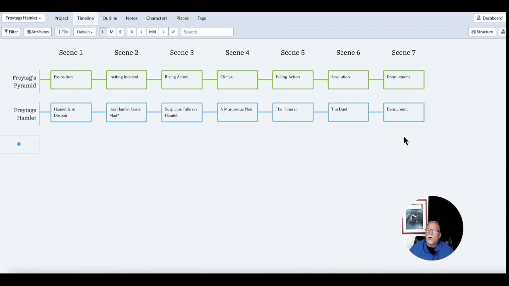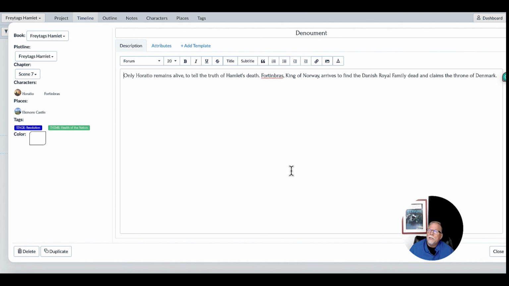With that, we move on to the denouement. Now, the denouement is very short in Hamlet because there's only one major character remaining, and that's Horatio, and he is able to tell the truth of Hamlet's death. Then the King of Norway arrives, finds the Danish royal family dead, so there's no more opposition to his rule, and then he claims the throne of Denmark.